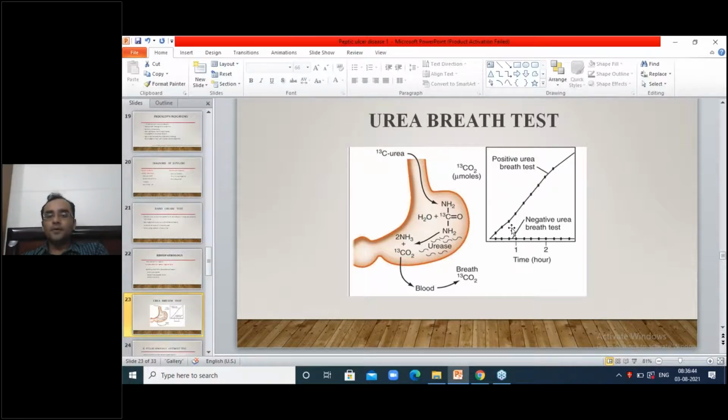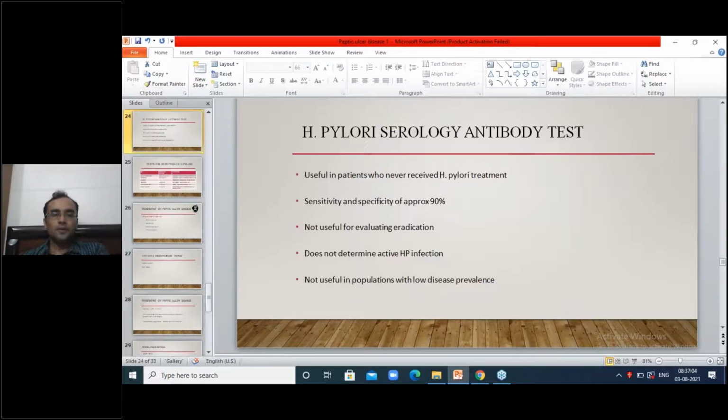And because it is radio labeled, it can be measured. And if the carbon dioxide is increased 2 hours after the ingestion of the urea, the test is said to be positive and is diagnostic of the H. pylori infection.